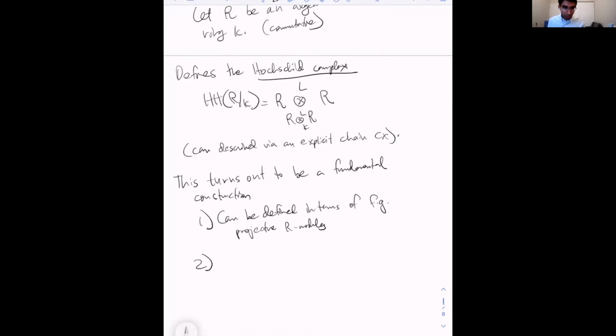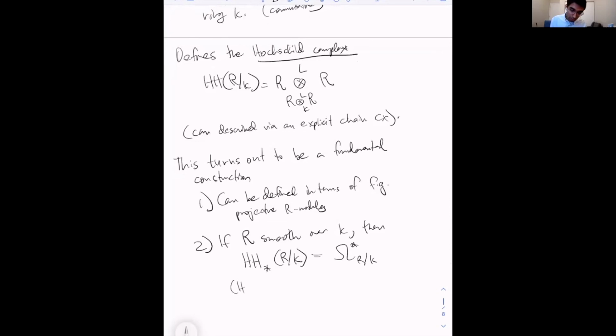So at least one other reason that the Hochschild complex is somehow fundamental is that it's very computable, because basically it's some Tor groups, and all of this comes from one of the first theorems in the subject, the Hochschild-Kostant-Rosenberg theorem, which says that if R is smooth over K, then the Hochschild homology groups are something very explicit. They're given by the algebra of algebraic differential forms of R over K. So this is Hochschild-Kostant-Rosenberg.